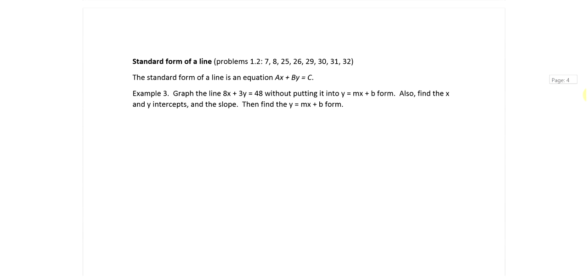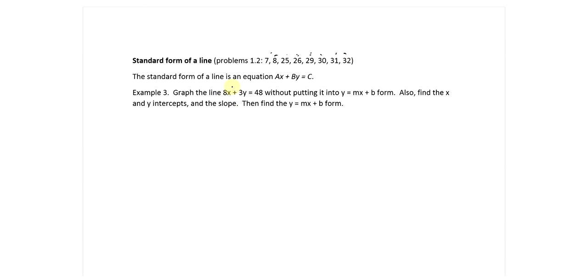Okay, another way to write the equation of a line is something called the standard form of a line, and that's ax plus by equals c. And again, this is dealing with section 1.2, problems 7, 8, 25, 26, 29, 30, 31, 32. And if you note in the homework, I often pair these things, right? 7, 25, 29, 31, those all have solutions in the back of the book. 8, 26, 30, 32, those are ones that you have to work by yourself and see if you can get them right without having something to check.